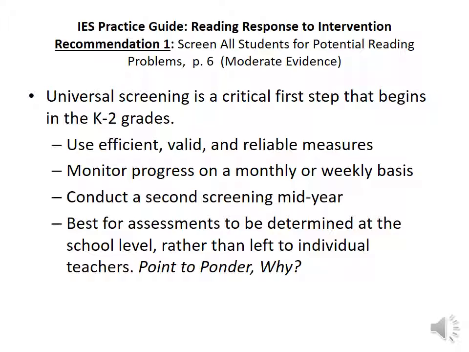Monitor progress on a monthly or weekly basis. Conduct a second screening mid-year. And it's best for assessments, the ones that you're going to use, to be selected by the school rather than left to individual teachers. And one point to ponder might be why. It's the teachers who know the students. Shouldn't they be the ones to select the assessments? Or why would it be better to have it more standardized when it is selected by the school and used by all teachers?